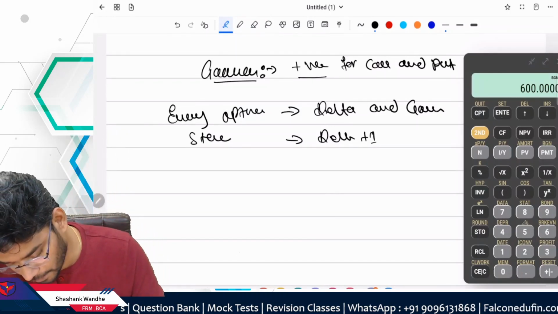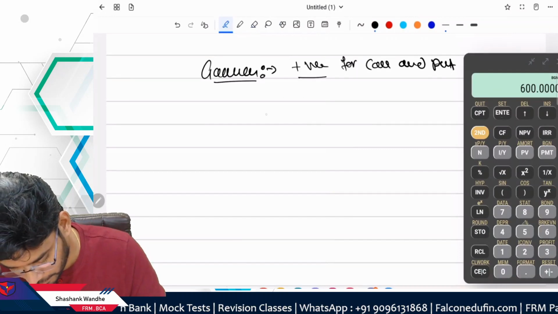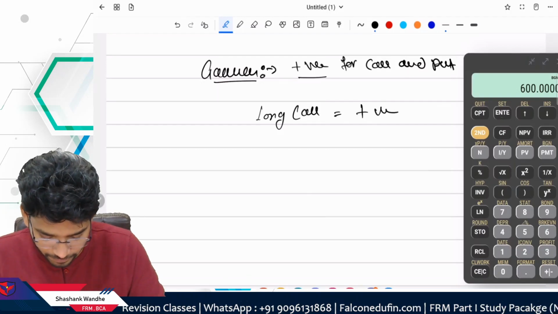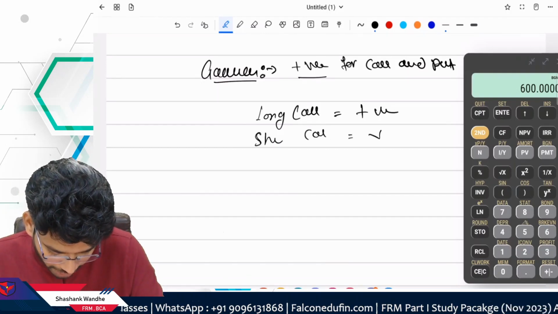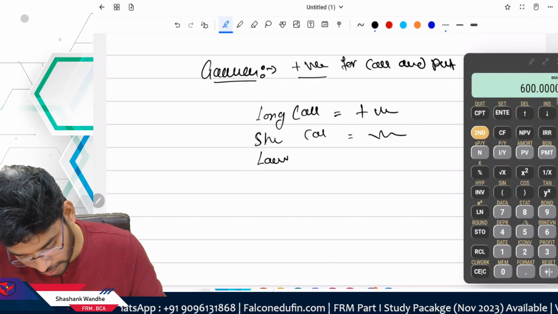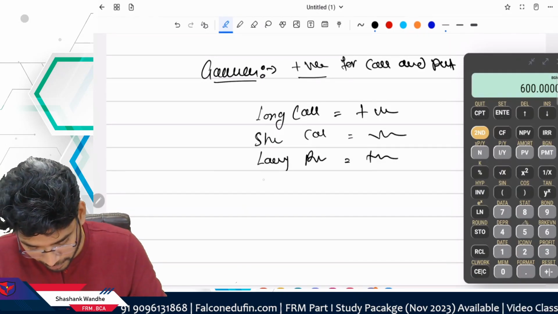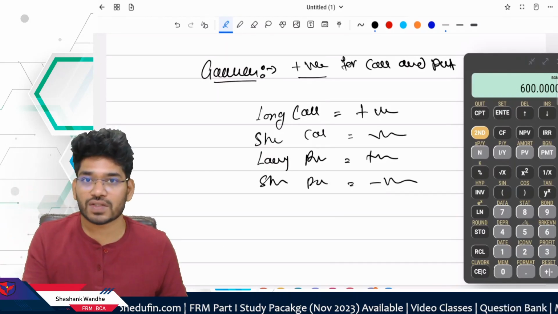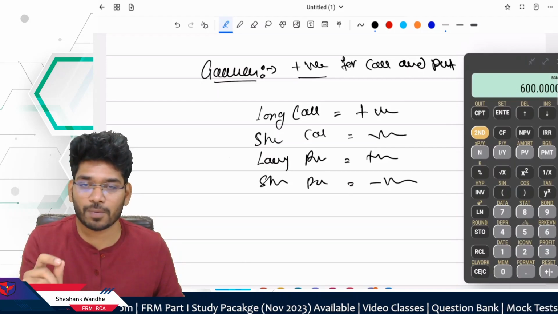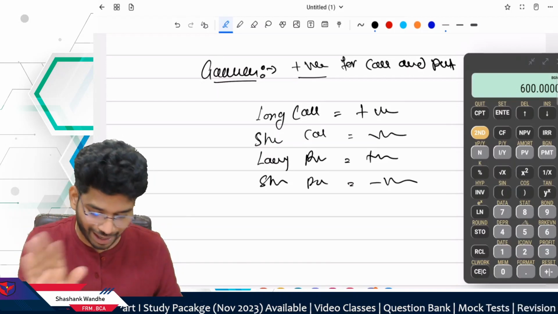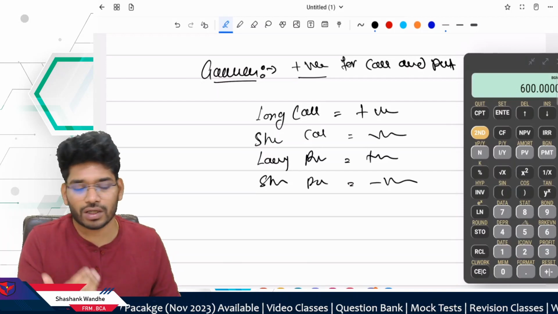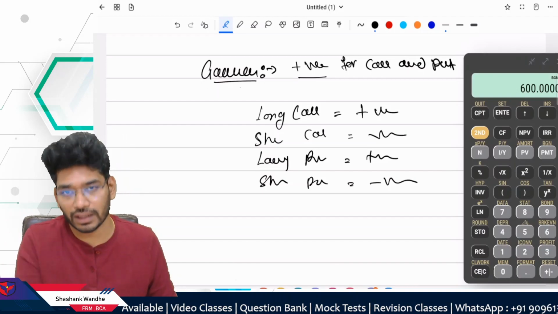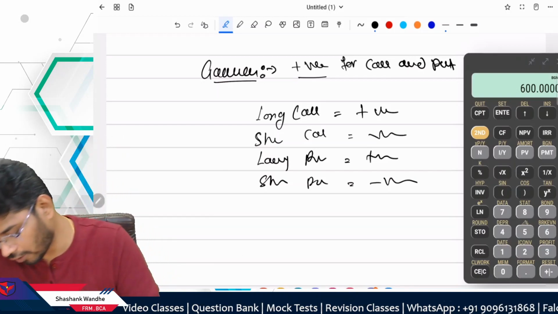Now, the same logic is applicable here. For a long call, you will always have positive gamma. For a short call, you will have negative gamma. For a long put, you will have positive gamma. For a short put, you will have negative gamma. Gamma is always positive for the call and put option. And what is gamma in short? Gamma is the sensitivity of delta, not of the underlying, not of the option, but of the delta.